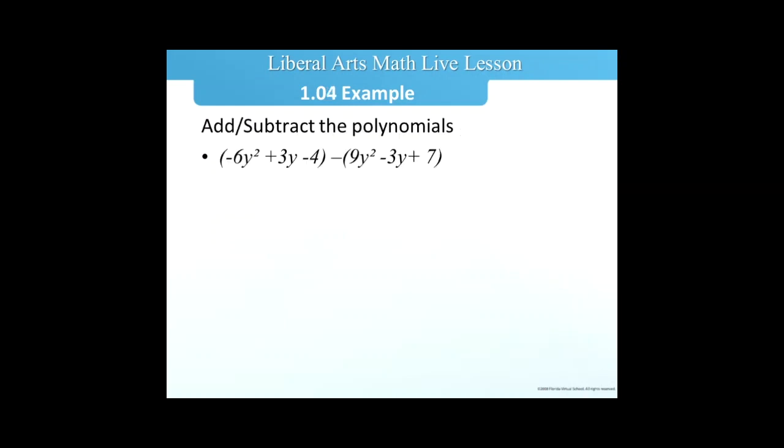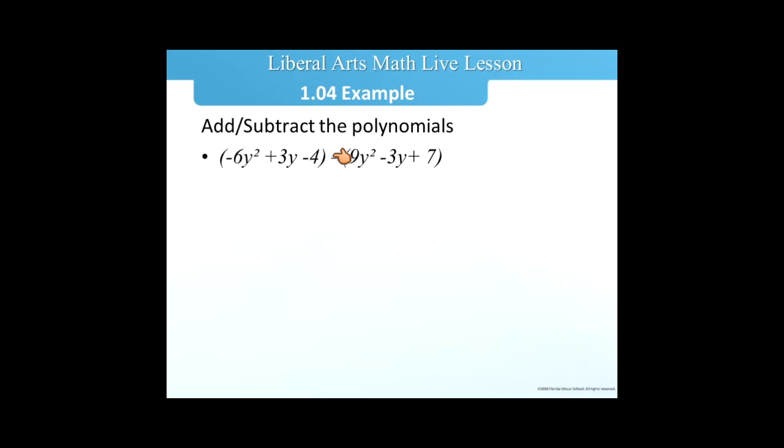1.04, we want to add and subtract polynomials. Okay, this example that we have is -6y squared plus 3y minus 4, subtract 9y squared minus 3y plus 7. We want to subtract these two polynomials. Normally, when we have addition, we just combine the like terms. We take the y squareds, put them together, the y's, put them together, and the numbers, put them together. But this problem has a subtraction.